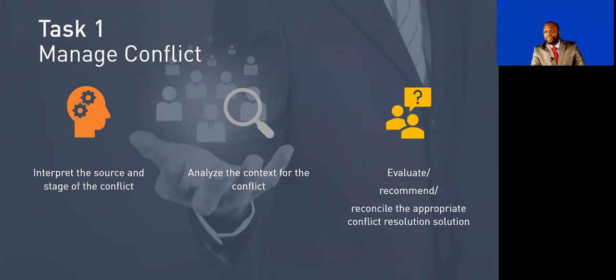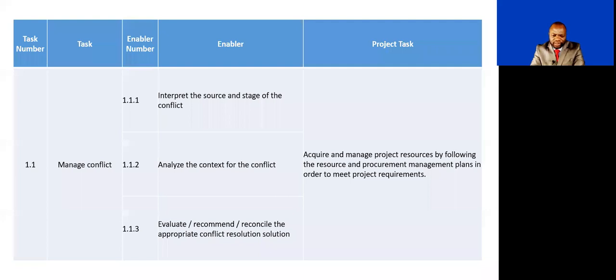Thank you, Emily. Well, when you talk about these three enablers, they're tied to one overarching project task. As you can see on the screen, we have the three enablers, 1.1.1, 1.1.2, and 1.1.3. And we are showing you the project task that these are tied to. And you could tie this to the task, acquire and manage project resources by following the resource and procurement management plans in order to meet project requirements.